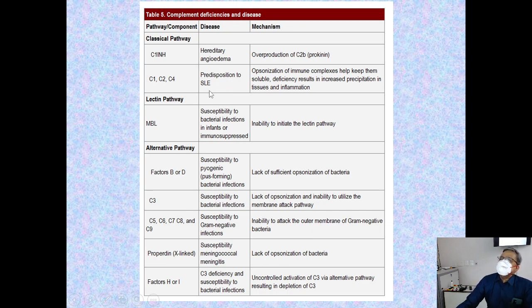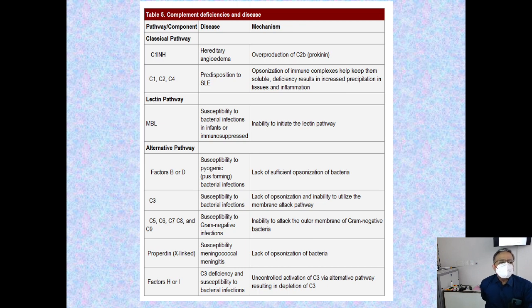If there is a predisposition to SLE type symptoms, it's because the deficiency results in an increased precipitation in certain situations. Immune complexes require to float in the blood to be carried away. If they are not floating away because some of the complement components are deficient, there is excessive deposition of complement-containing immune complexes, with IgG and other components of complement. So they don't get carried away, so they get deposited in various parts.